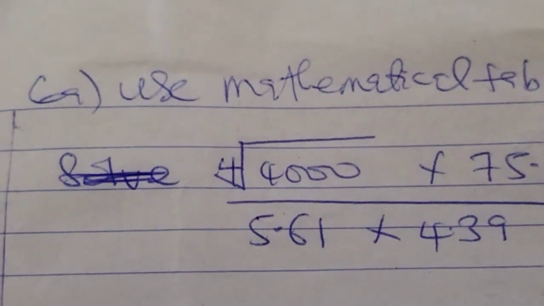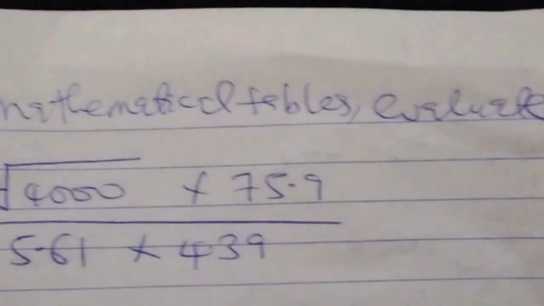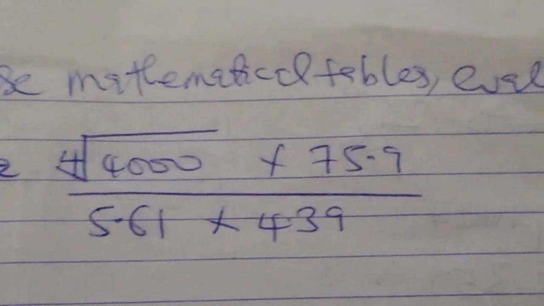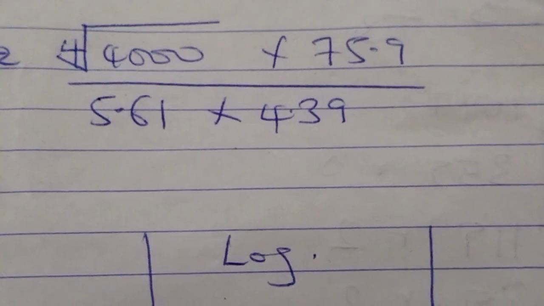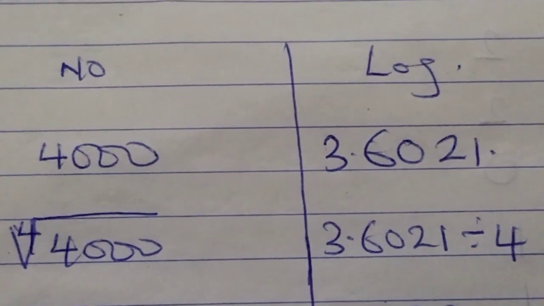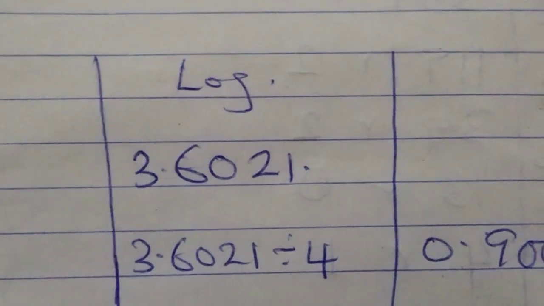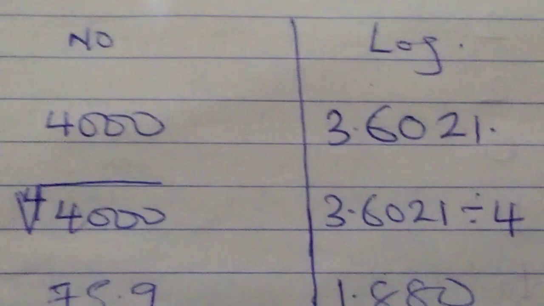We now use 6A. Go to number 6 now. Using mathematical tables, evaluate the fourth root of 4,000 multiplied by 5.9, all over 5.61 multiplied by 4.39. So go to the table, where you have number, log, and the third column there. Then the log of 4,000 gives us 3.6021. Work with log, don't use a calculator, please. If not, you get different values.